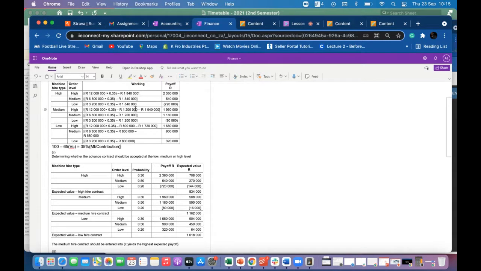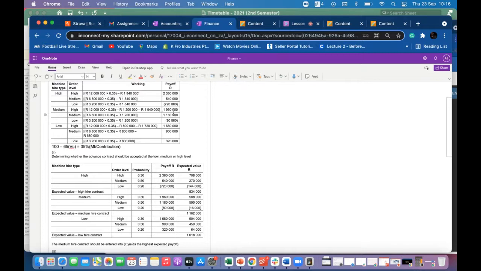But if demand is low and we went into the high contract, we're actually going to make a loss of 720,000. We do the same thing for the medium. If demand is high, but we went into the medium contract, we'll work out our contribution there. But then we're going to need to actually pay a penalty for medium to high. And you see, to enter the medium contract, we pay 1.2 million. To enter into the high contract from medium to high, we need to pay another 1,040,000. Why? Because we're being penalized.